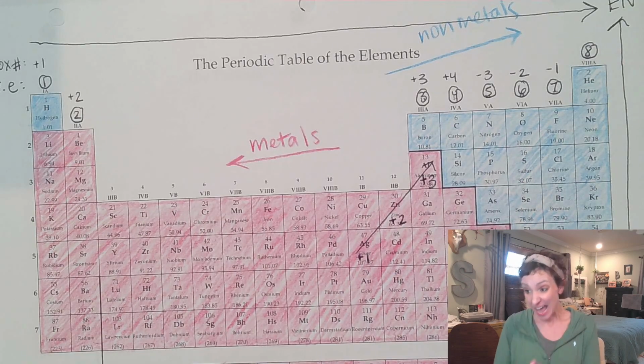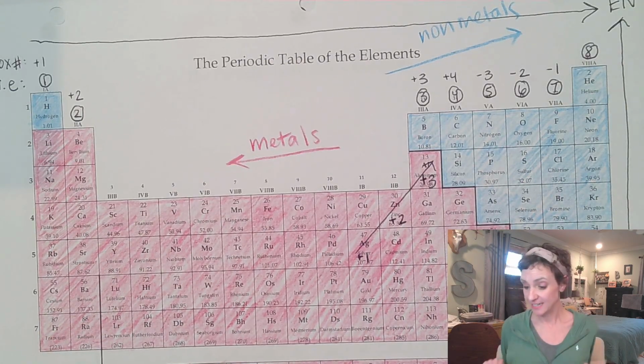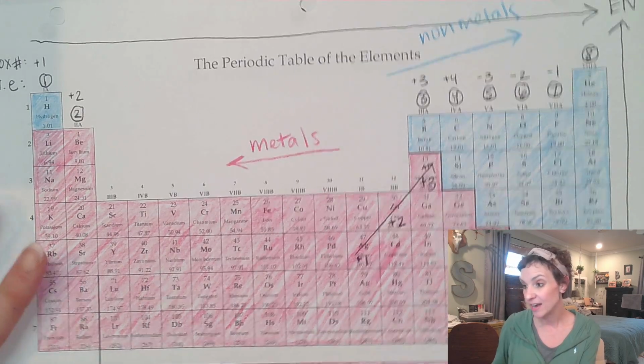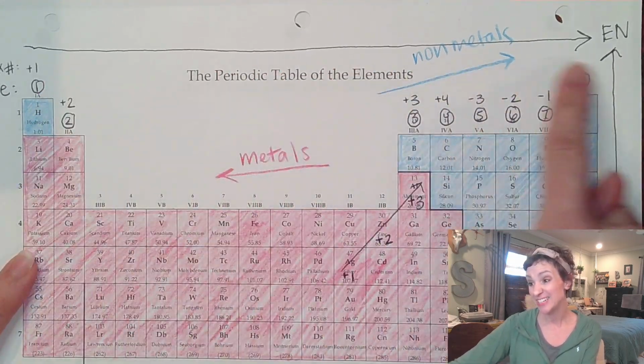Okay. After you have colored that and labeled your oxidation numbers and valence electrons, I want us to, a periodic trend, you guys.